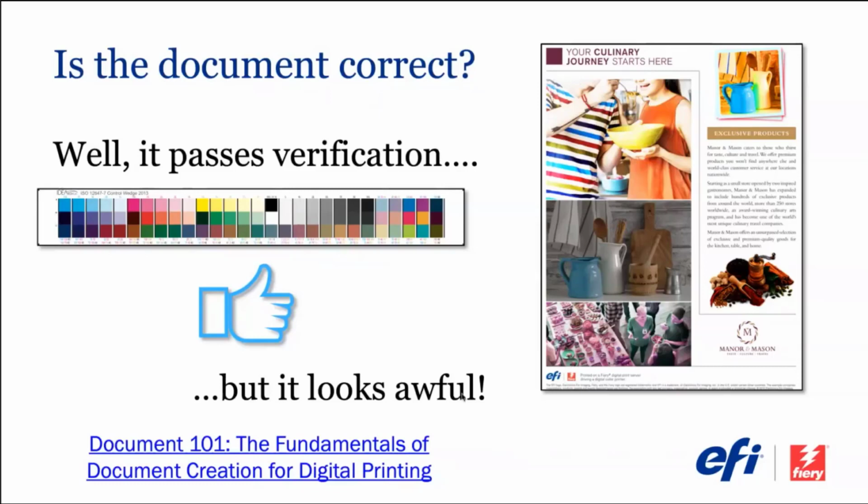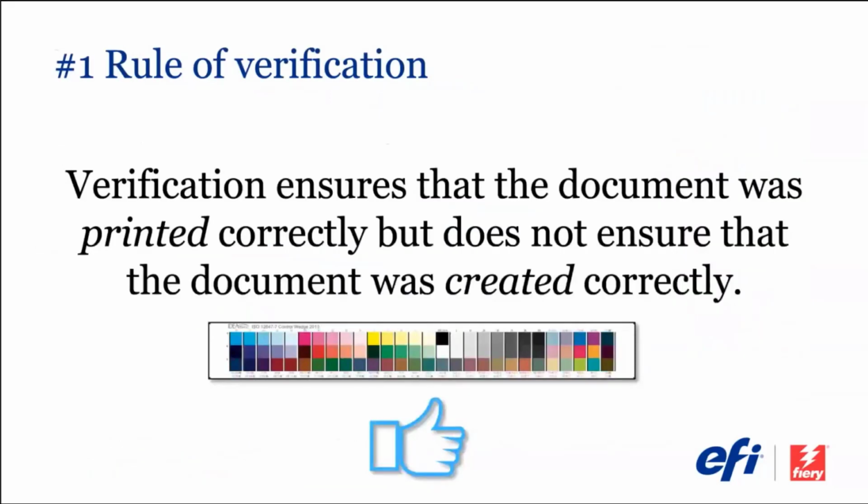Because what you have to remember is the number 1 rule of verification is it only ensures the document was printed correctly. It doesn't ensure that the document was created correctly. Color management and process control do not fix bad documents. Okay? If your customer took a photograph and it's really dark and really orange and you print it accurately, it should look really dark and really orange. Okay? And your customer has to understand that.